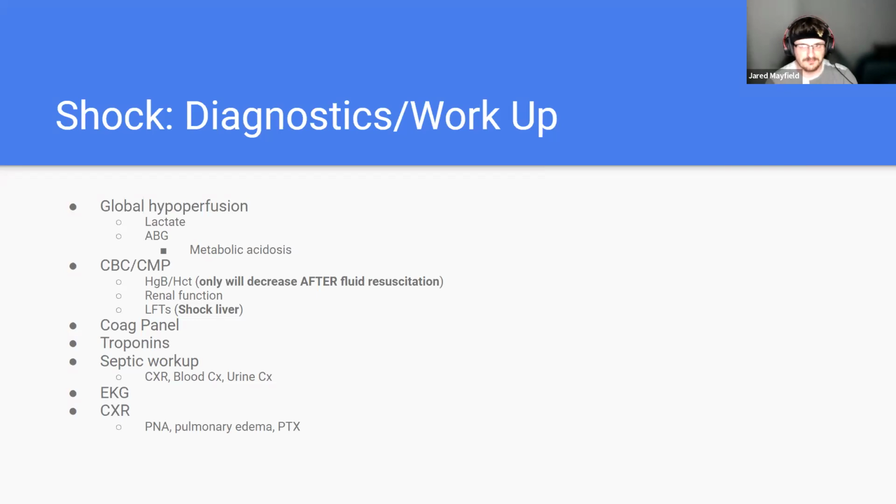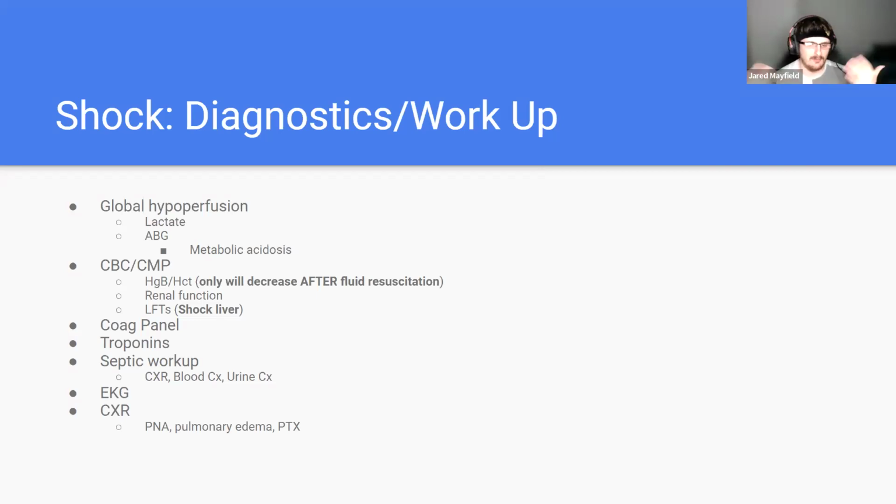LFTs will let you know if there's any shock liver going on, because you can see that a lot in hypovolemic shock and septic shock. A coag panel, because the more intravascularly depleted you are, the higher the chance of the clotting cascade being activated, and it can precipitate DIC. Troponins, because again, it's a marker for end organ damage of the heart. Septic workup, which is a chest X-ray, blood culture, urine culture. I'd know that in case you get asked, because that's an easy pimp question.